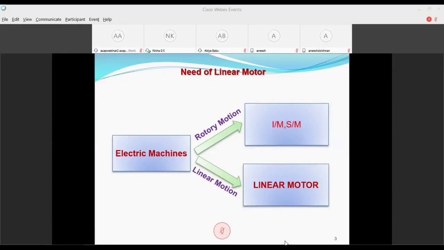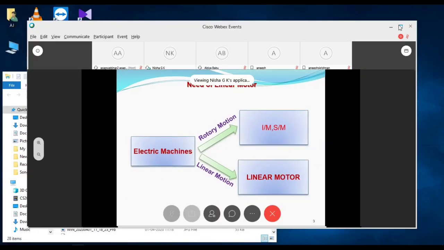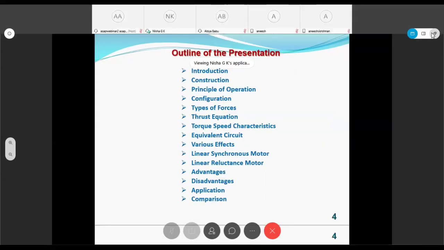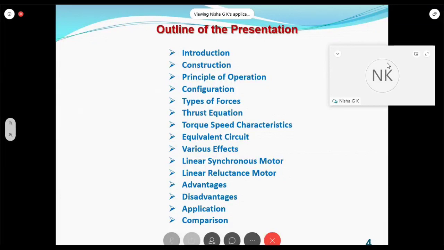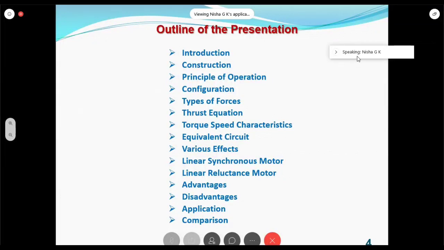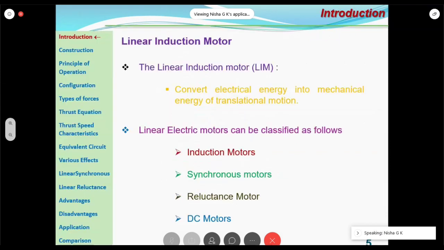Linear induction motor, linear synchronous motor, linear DC motor, linear reluctance motor, linear levitation motors, and so on. So we will see. The outline of the presentation is the introductory part, the construction, the principle of operation, then how the linear induction motor works, the linear synchronous motor works, linear reluctance motor, advantages, disadvantages, and applications. So moving on to the linear induction motor part.